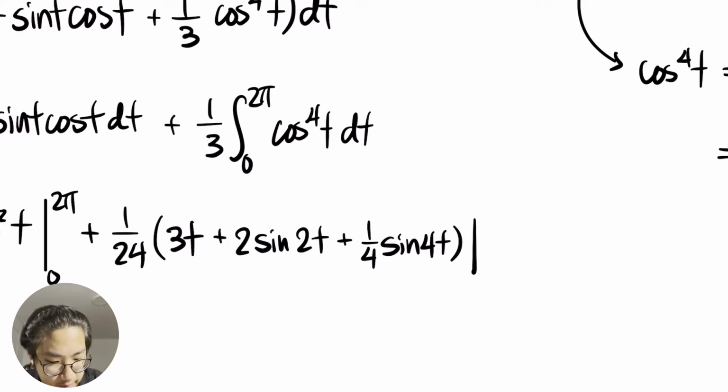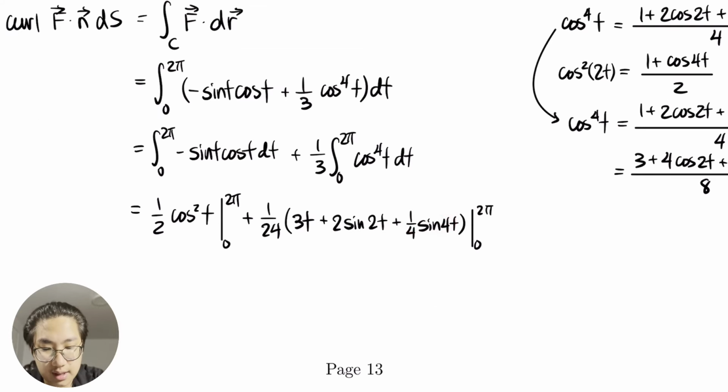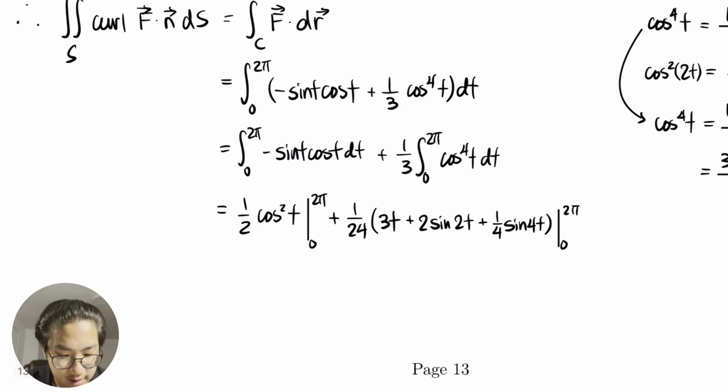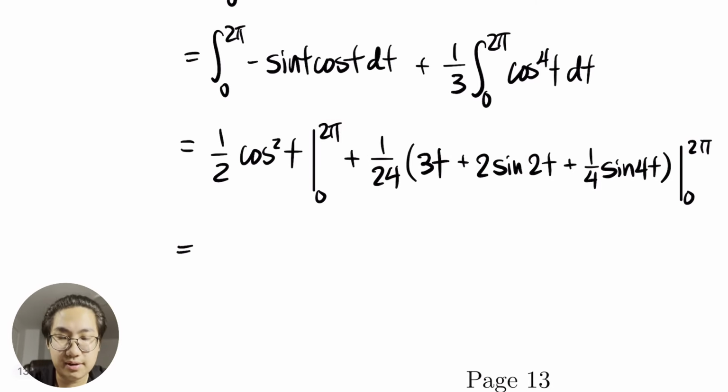And this is again being evaluated at 0 and 2 pi. Same idea, you can check this as well. So you get 1 over 4 cos 4t times 4, cancels out, you get exactly cos 4t here again. Okay, next we can now evaluate, I believe. So this right here just goes to 0 because cos of 0 and cos 2t are both equal to 1, and then you're subtracting them, so this goes to 0.